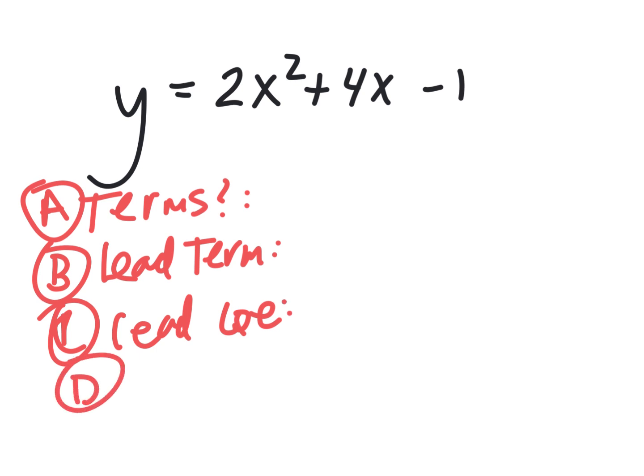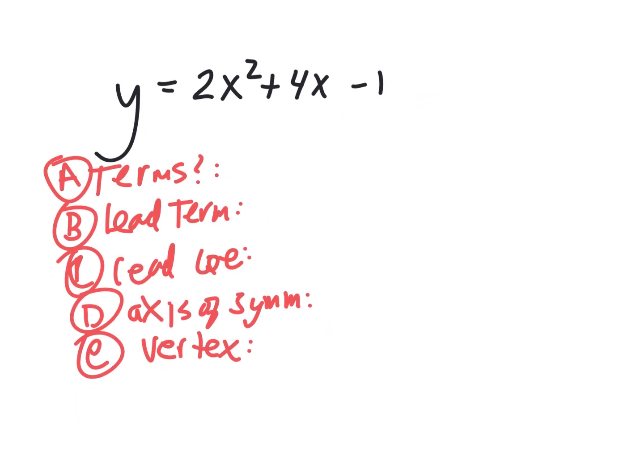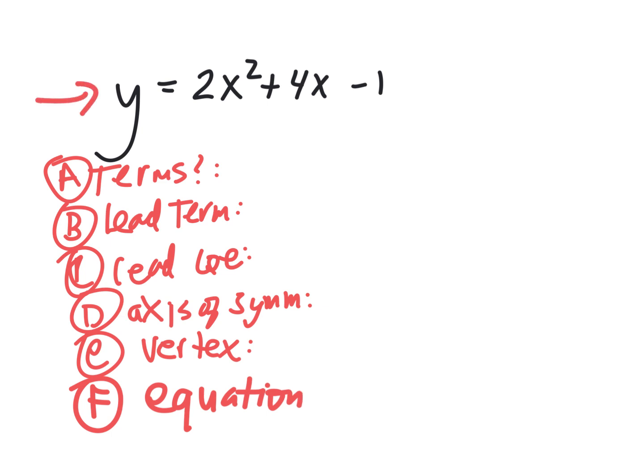What is the axis of symmetry? What is the vertex? We just did that, so it should be fresh in your mind on how to do that. And F, what's the equation? Well, that's the equation, but I want the equation in vertex form.